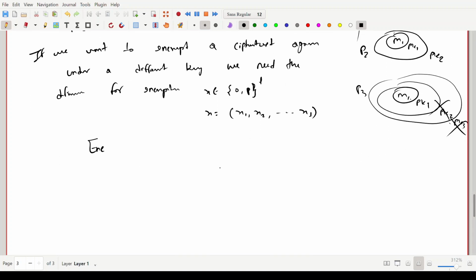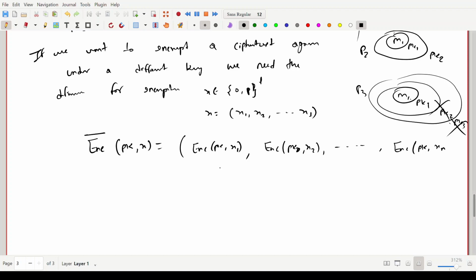So encryption of this is defined like this: with the public key pk, encryption of x is equal to encryption of each of the bits with the public key. That means with the public key pk I'm encrypting x1, with the same public key I'm encrypting x2, and so on. This is the meaning of encrypting this vector x, and L is the number of bits. Okay, so this is my new encryption, correct?